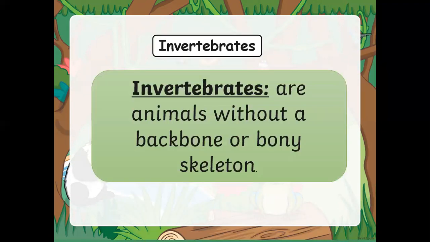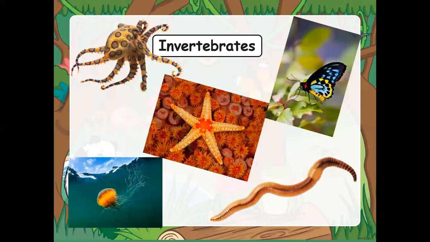The first thing is, invertebrates are animals without a backbone or bony skeleton. They don't have bones inside their bodies, as you have. Invertebrates are animals like insects, butterflies, worms, starfish, jellyfish, and octopus. The backbone inside the body supports body movement. So these animals have free movement. They can move every part of their body.